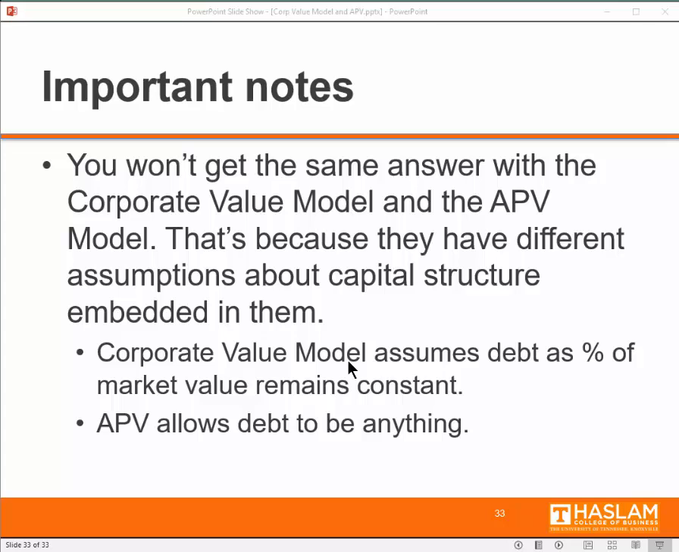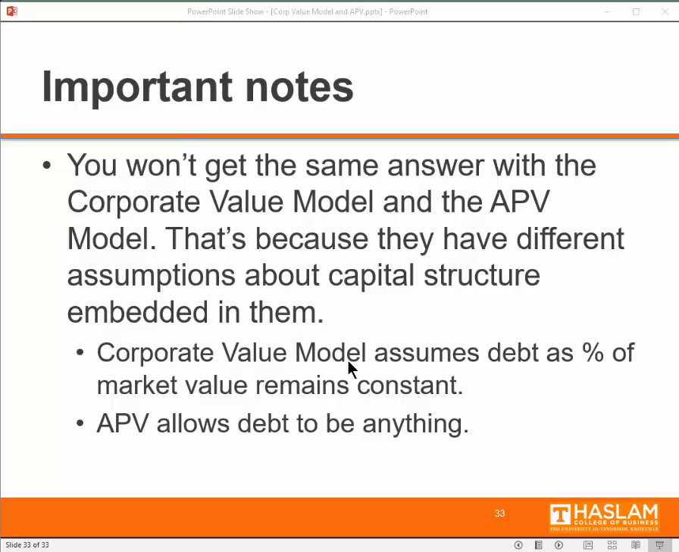Specifically, and this is important that you remember this, the corporate valuation model assumes that debt as a percentage of market value is constant, that the capital structure is constant, but the APV model allows debt to be anything. And that means that you can use the APV model in all sorts of much more interesting scenarios than you can in the corporate valuation model.